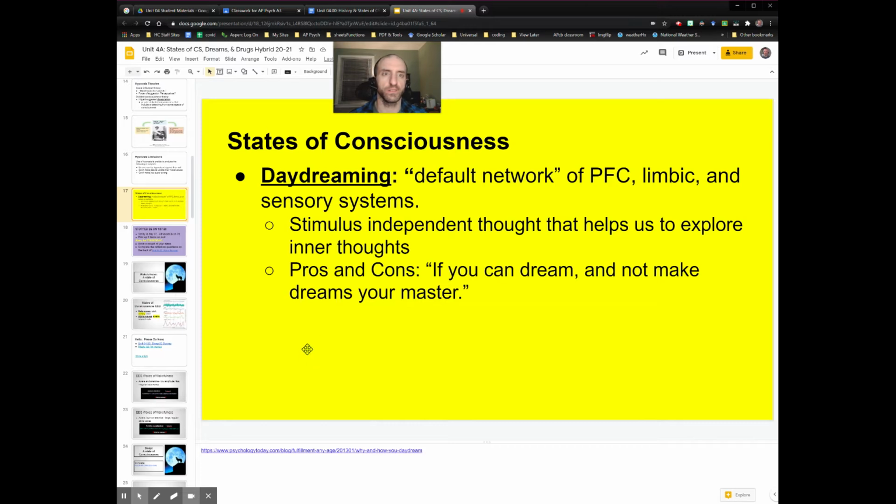Daydreaming here also. This is the default network, or the default setting of your prefrontal cortex, limbic system, and sensory systems. Without any outside stimulus, it's what helps us explore our thoughts. This is a natural thing. Daydreaming is a state of consciousness, where you're just in your own head. That's what daydreaming is, right? There's a link at the bottom too. You can read more about that.